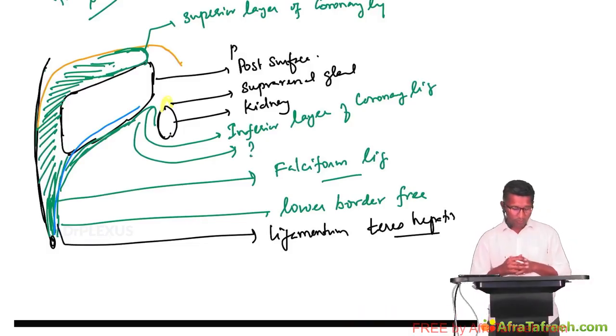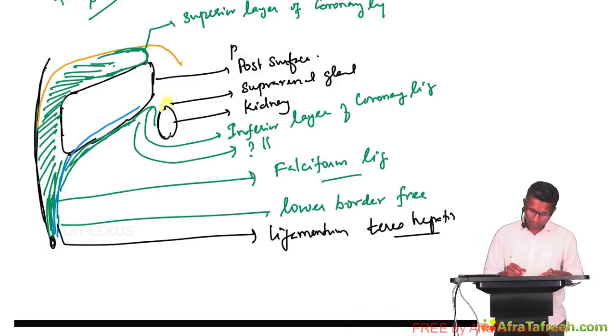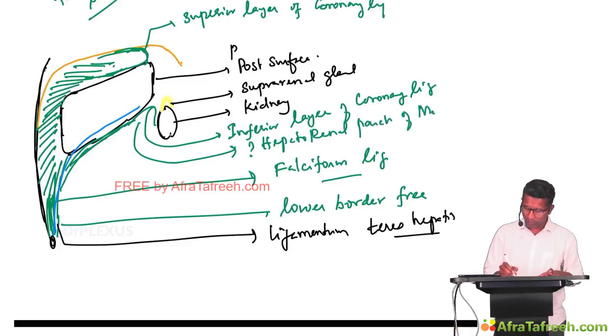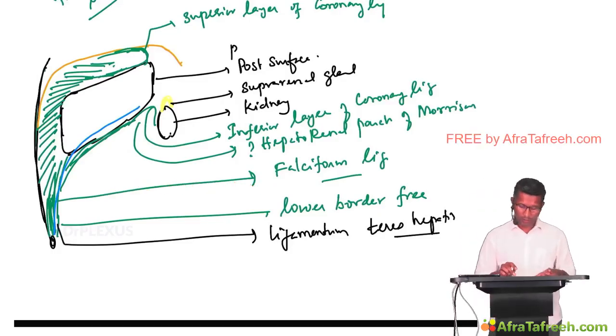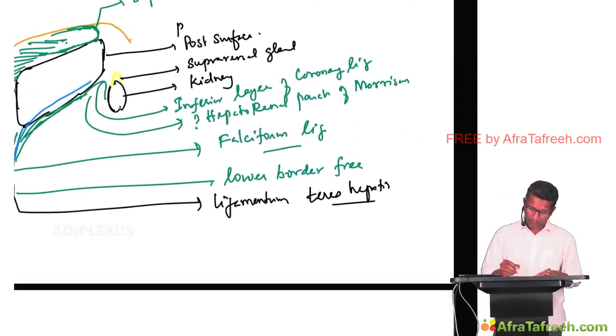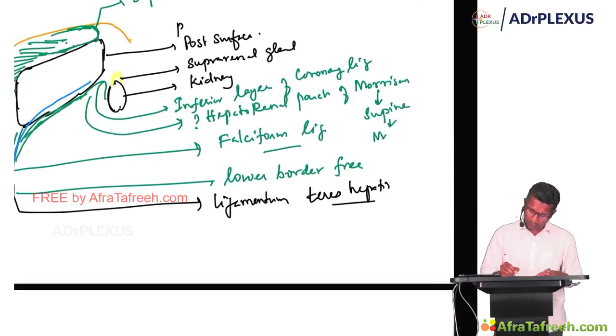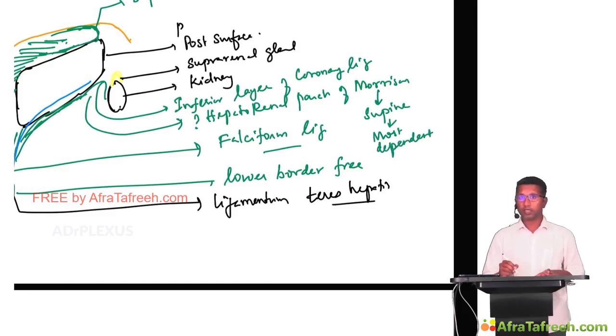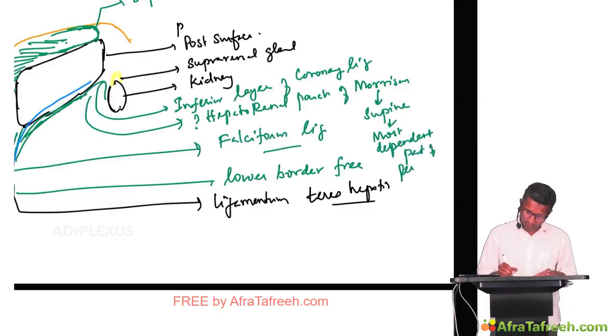Morrison's pouch, very good. It is called as hepatorenal pouch of Morrison. What is the importance of hepatorenal pouch of Morrison? When a patient is lying supine, this is the most dependent area. It is the most dependent part of the peritoneal cavity.